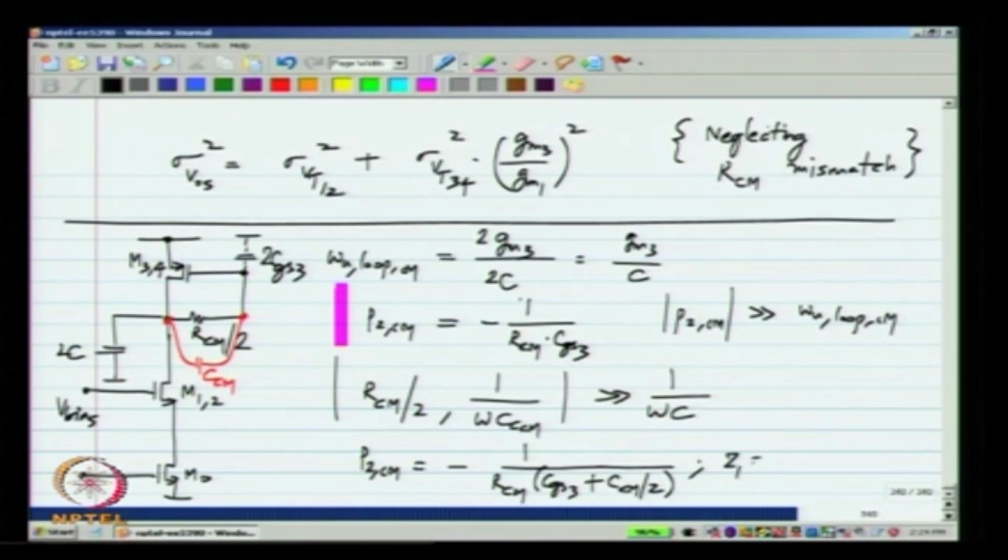And the 0 is at, and from all of this you can calculate the phase margin in the loop gain function and make sure that it is sufficient. There are many ways to calculate the stability of this.